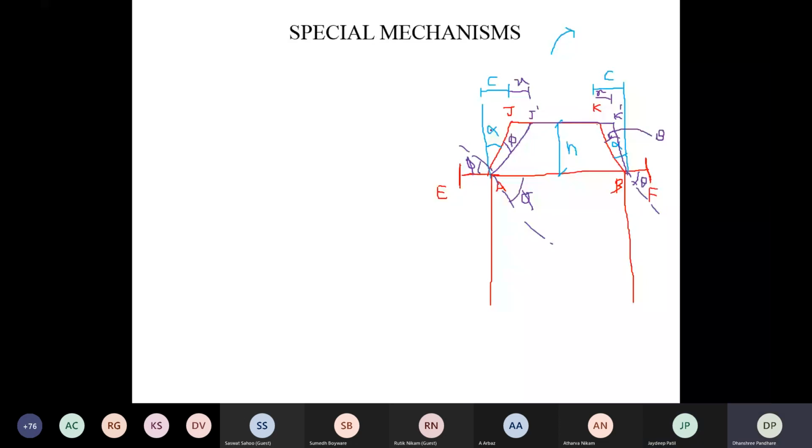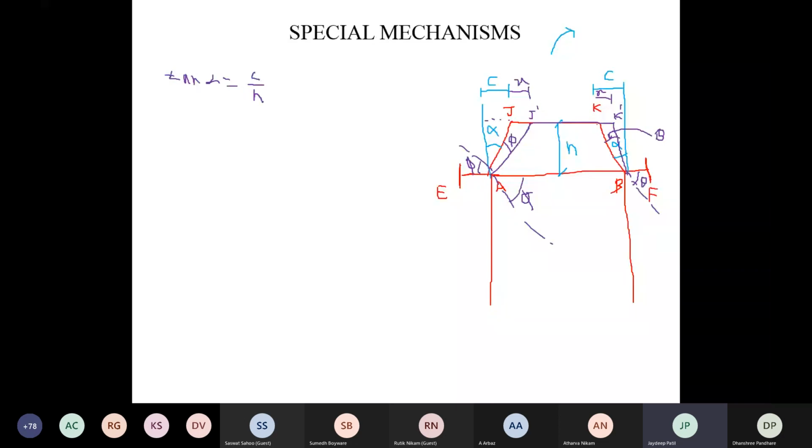Now, from the figure, anyone tell me, considering the angle alpha, tan alpha is equal to what? Tan alpha is opposite upon adjacent. Adjacent is this one, H, and opposite is C. So tan alpha is your C by H.